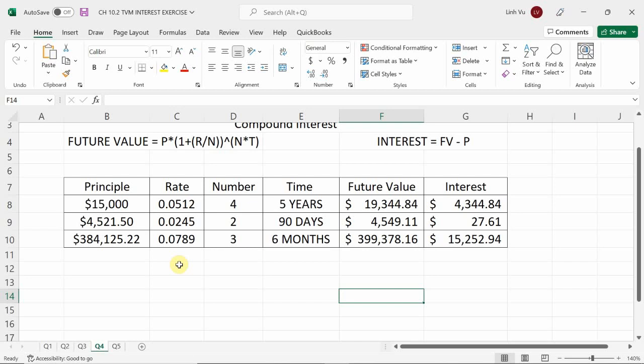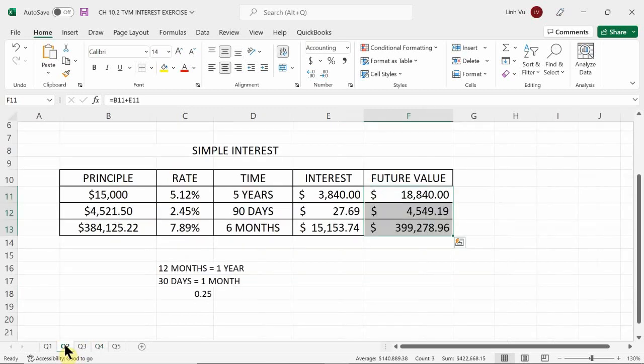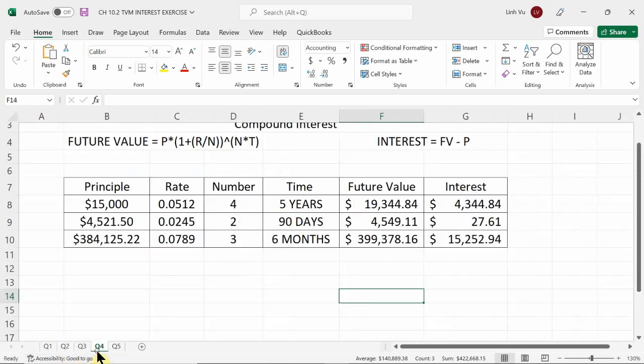And then the last one, for the big loan that you took here, you racked up $15,252.94 of interest, compared to the simple interest you got, $15,153.74. So depending on how you see it, if it's a loan, then yes, you want to take the one that has less interest. But if it's a bank bond, you want the one that racked up more interest. So in this case, it depends on how you view it.